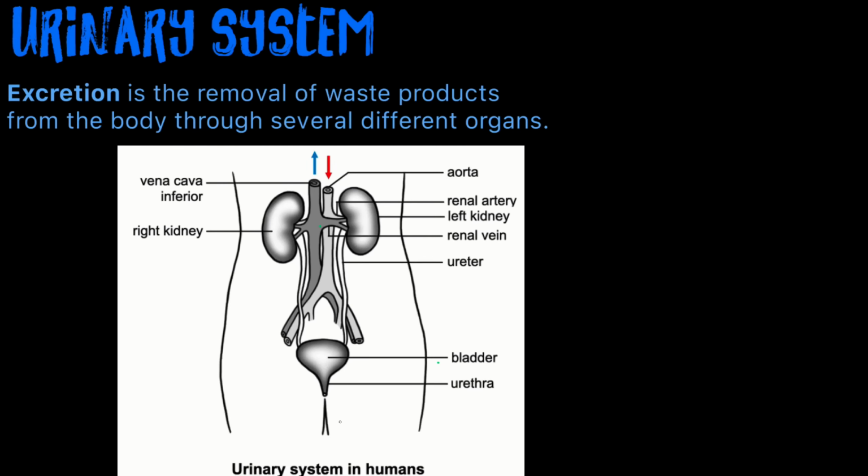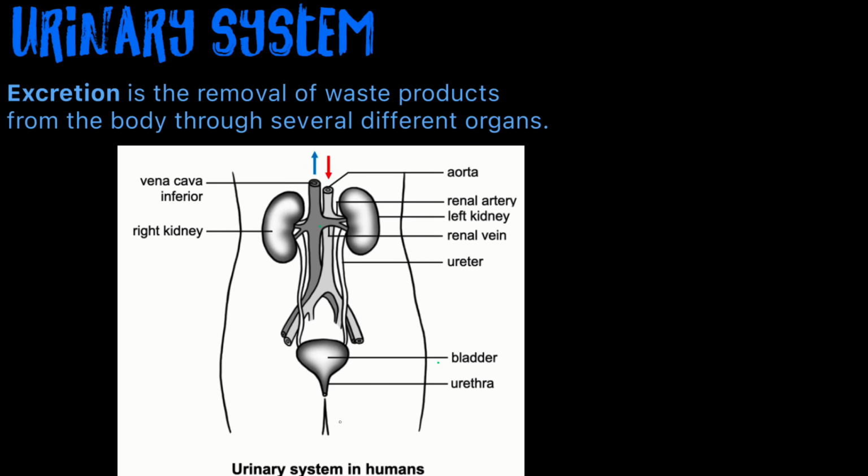In this video, we're going to look at the urinary system, which forms part of a larger excretory system, which has a few different organs that function in it, such as your skin, your lungs, your large intestines, and in this case, your kidneys. So the process of excretion is one of the most important things that takes place in your urinary system. It is the removal of waste products from the body through several different organs.